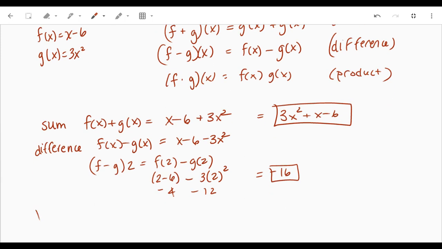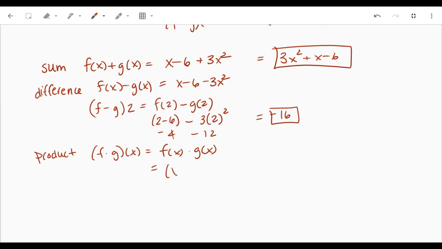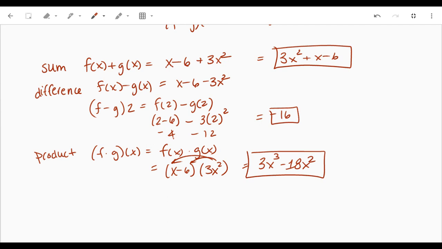And then they have you find the product, f times g of x. So f of x times g of x. So we will have x minus 6 times 3x squared. And you just distribute it. Okay, so we'll have 3x cubed minus 18x squared. Okay.